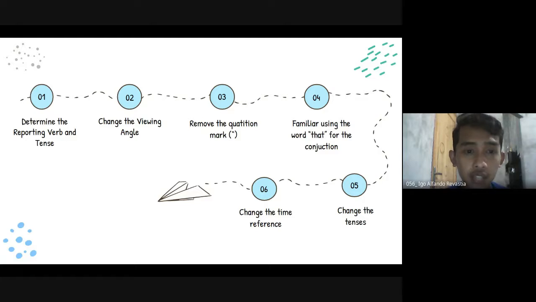In the last, number 6, change the time reference. Other than tenses, time reference in direct speech must also be changed. For example, direct speech: I am not hungry now. Reported speech-nya, he said that he was not hungry at that time. We can see from the example, time reference now changed to at that time. Next.